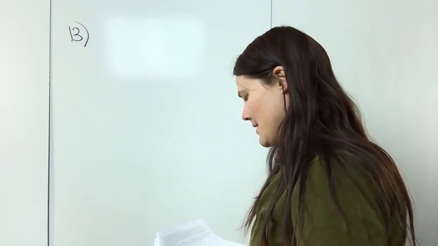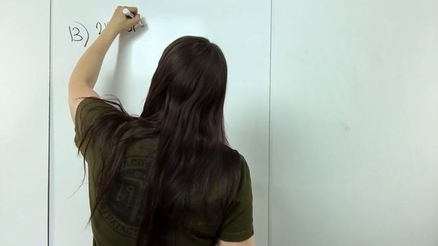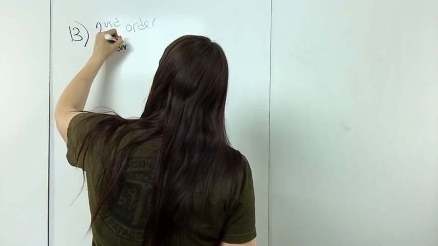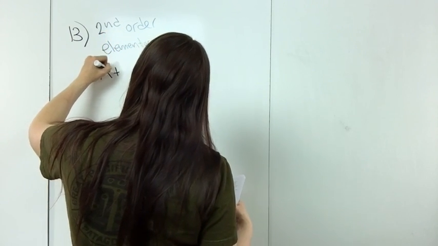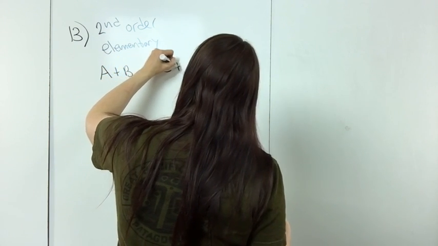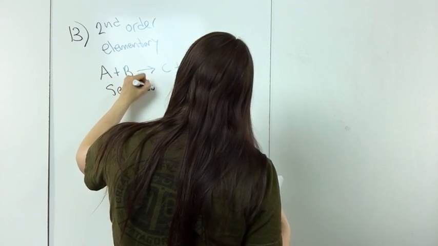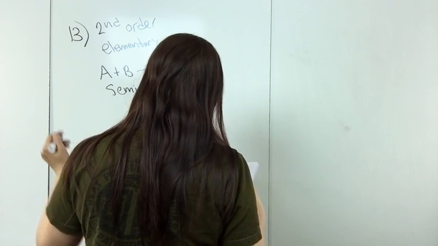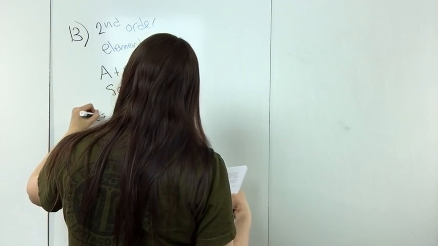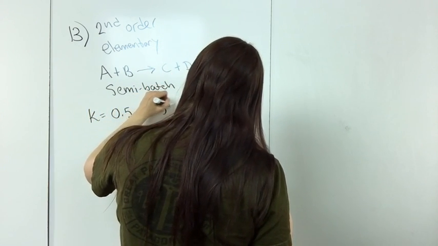But anyway, this says that you have a second order elementary reaction, A plus B to C plus D. It says you have a semi-batch, and it's at 25 degrees C. So I'm just going to write the rate constant is 0.5 at 25 degrees C.